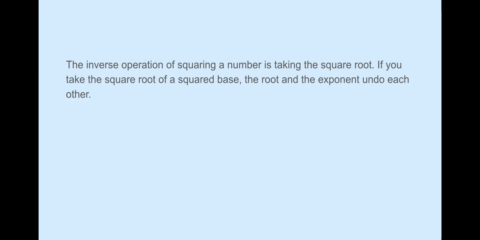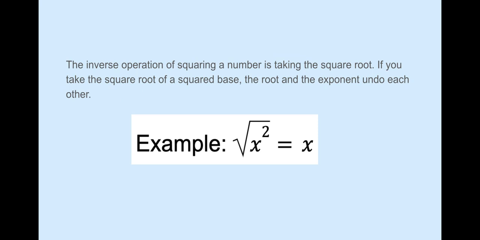The inverse operation of squaring a number is taking the square root. If you take the square root of a squared base, the root and the exponent undo each other. For example, the square root of x squared equals just x. The square root and that exponent of 2 cancel each other out.